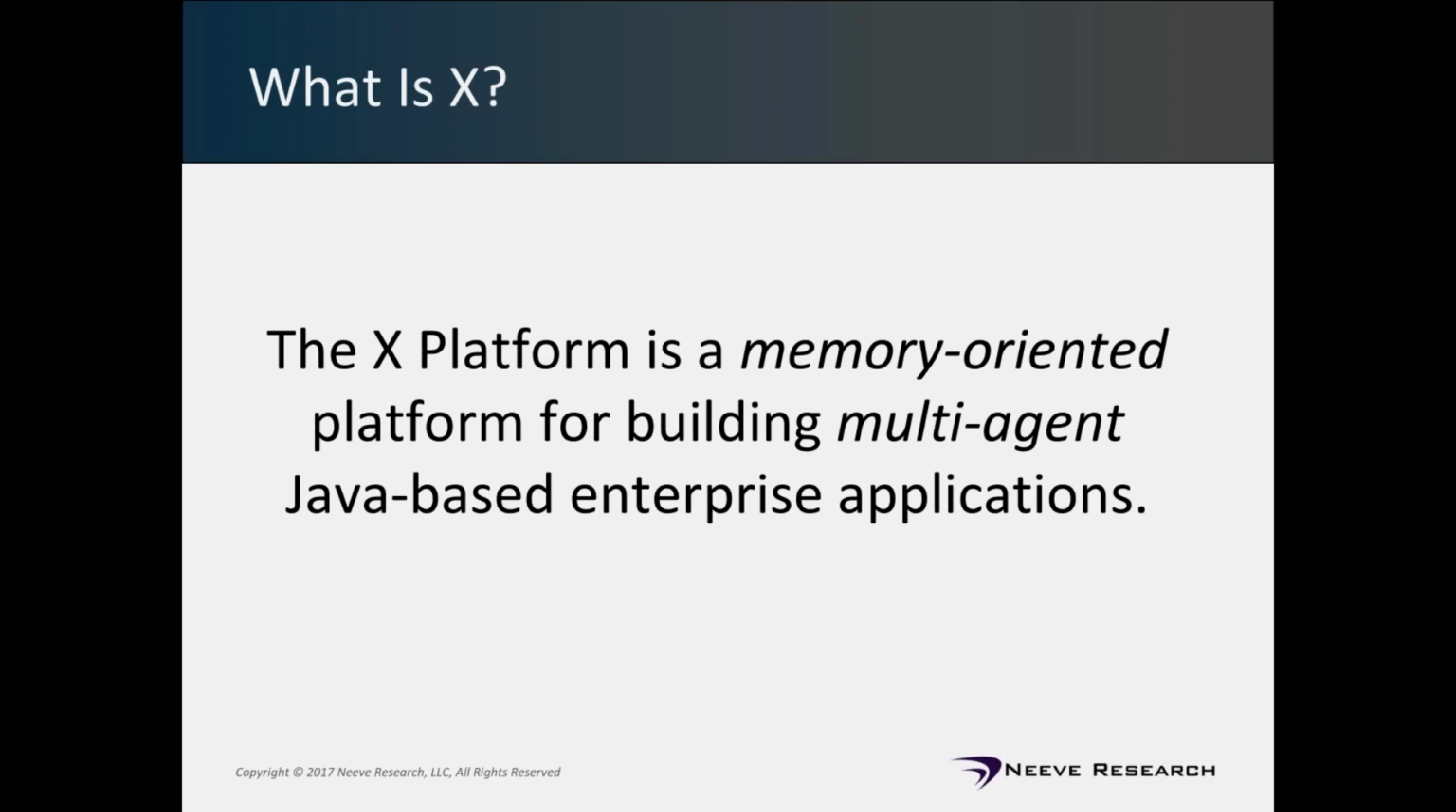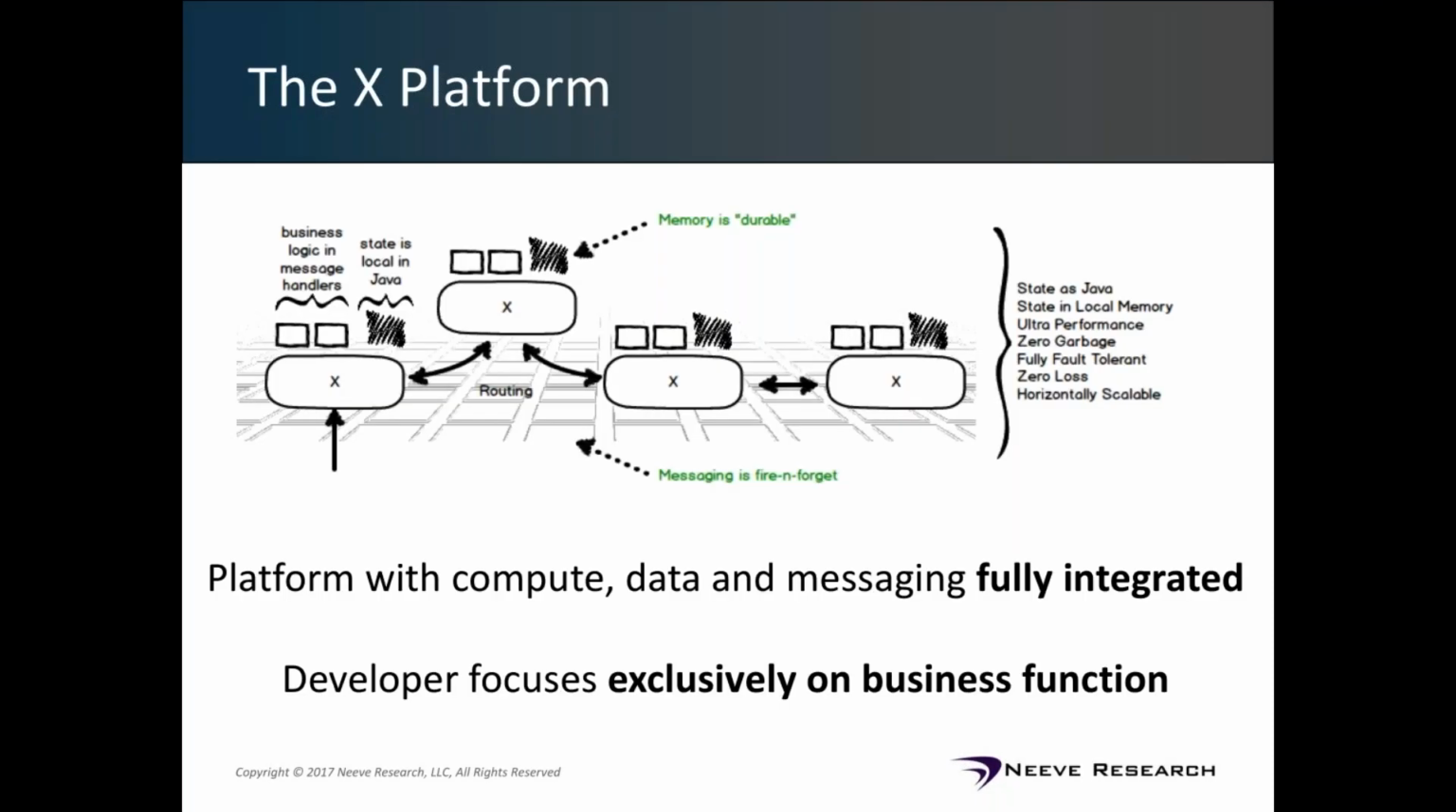And effectively, what the X platform gives you is a platform by which you can very easily build applications that are based on the microservices principle. What is distinctively different about X is that it uses memory orientation and in-memory computing in a very unique way that allows for microservice-based applications to be built very easily. That's the key.